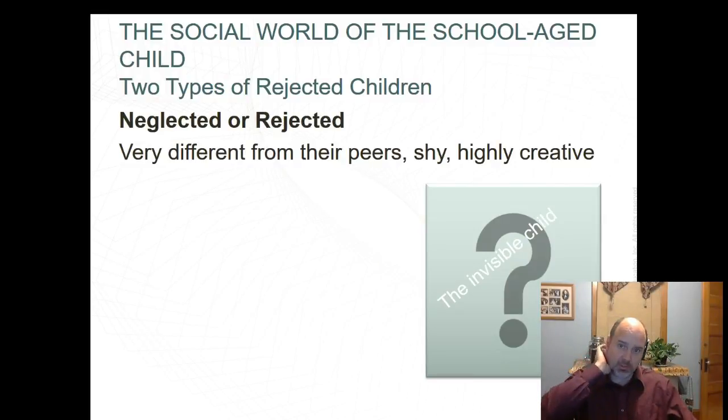Two types of rejected children: they're either neglected or rejected. They're very different from their peers. They're shy, highly creative. Neglected children may be lonely and depressed.